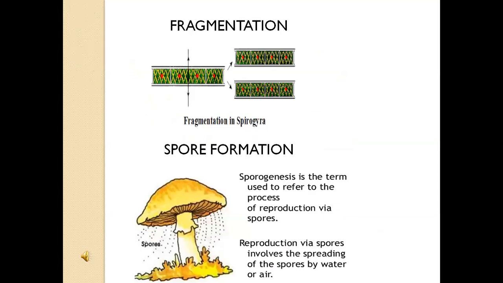Next one, fragmentation. See this picture. This is Spirogyra. This is a type of algae. In a pond, we see so many algae. Spirogyra is a filamentous algae.